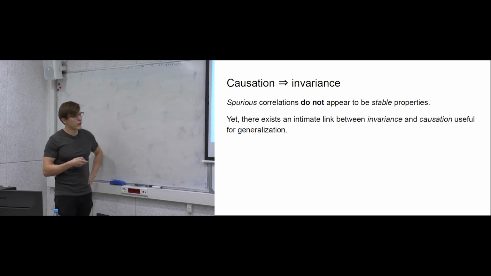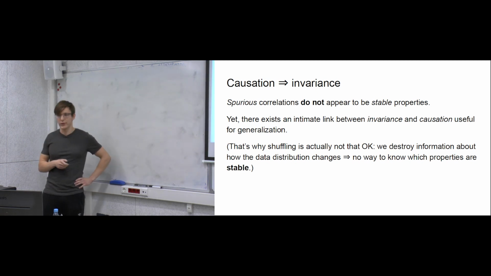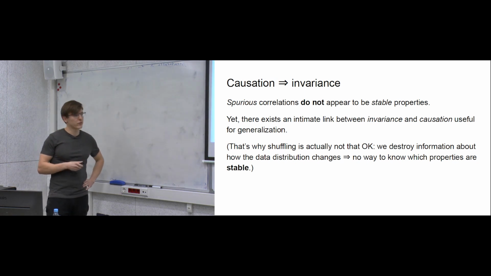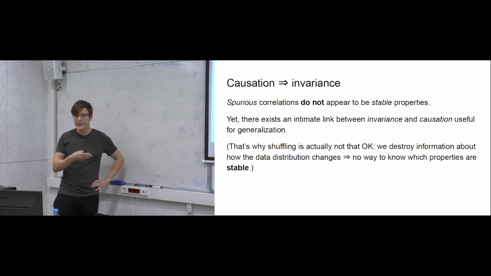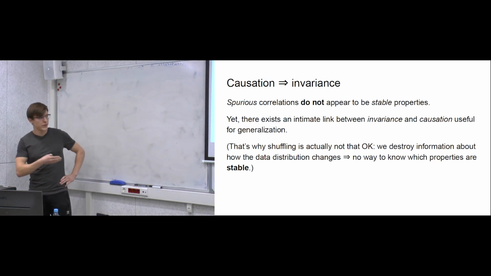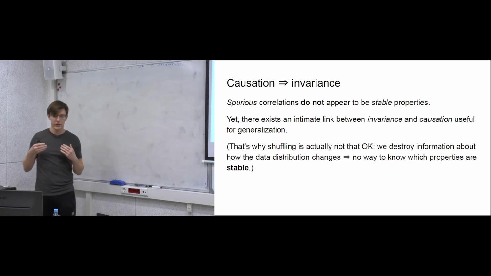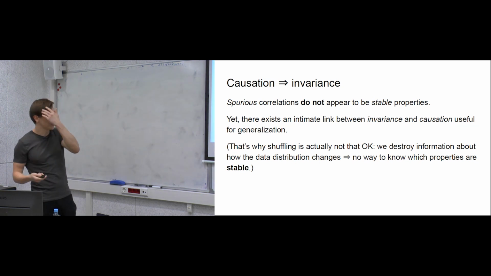And by the way, the authors of this article also notice that the shuffling that we commonly do for our training is not that okay, because by shuffling we destroy the information about how the data distribution changes from data set to data set, and hence we can no longer follow up on which features are stable and which features are not. So we make our lives more complicated.